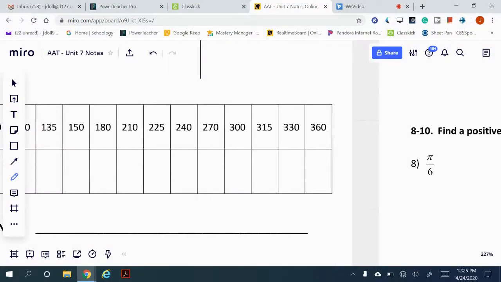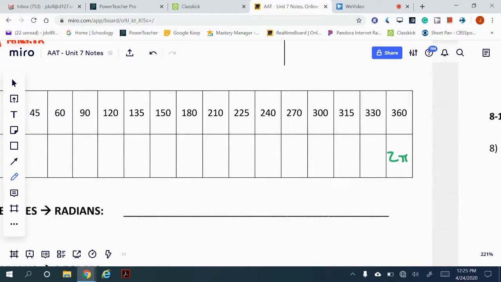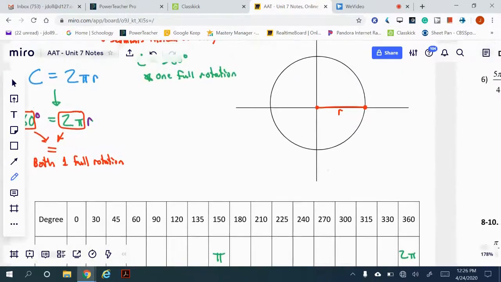Okay, so let's talk about how that relates to each other. If we know that 360 degrees is equivalent to 2 pi, what would 180 degrees be? 180 degrees is half of 360 degrees, so the radians here would also have to be half of 2 pi, which would give me pi, right? Essentially, it's a proportion to figure out the relationship between degrees and radians. 360 degrees to 180 degrees has to be the same as 2 pi to what? Well, we just said it's pi.